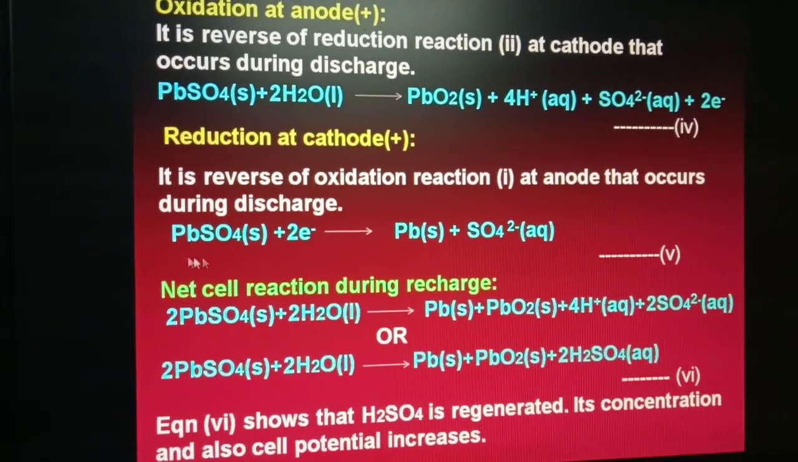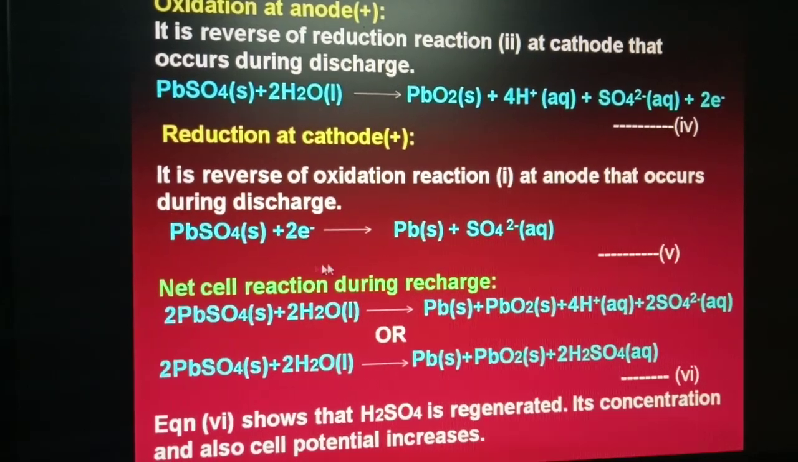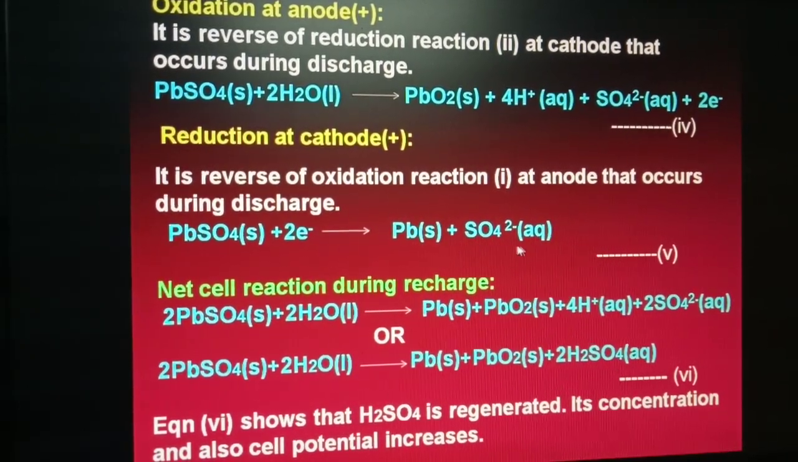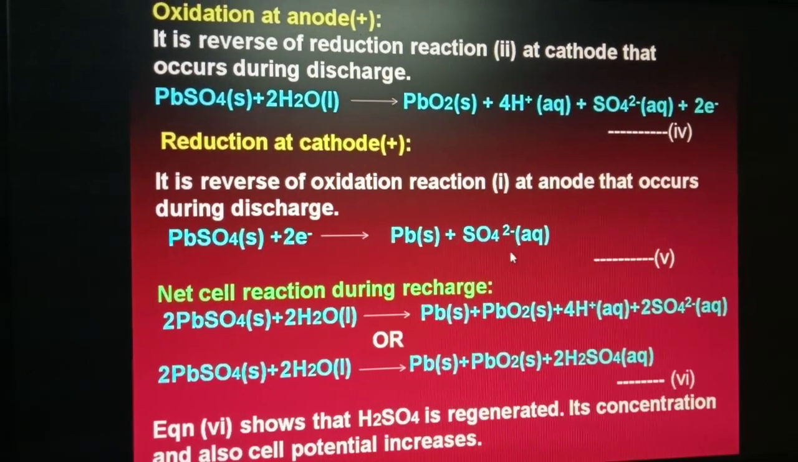Whereas reduction at the cathode is the reverse of oxidation reaction 1 that took place during discharge at the anode. That is, PbSO4 solid gains 2 electrons to give Pb solid plus SO4 2- aqueous.